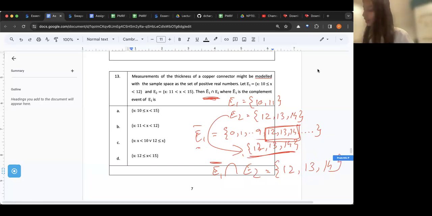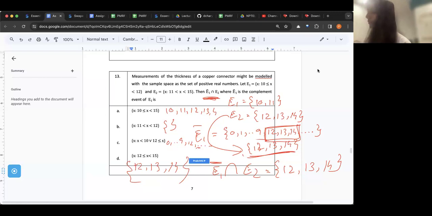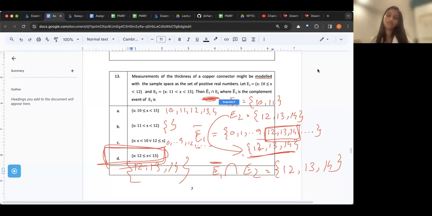So how do we mathematically describe this? So here x is 10, 11, 12, 13, 14. This is null, no. This is also no, because this is like numbers 0 to 9 and then 12, like all the numbers greater than 12. And option D is x greater than or equal to 12. So 12, 13, 14, less than 15. So option D is the correct answer here. It is E1 complement intersection E2.